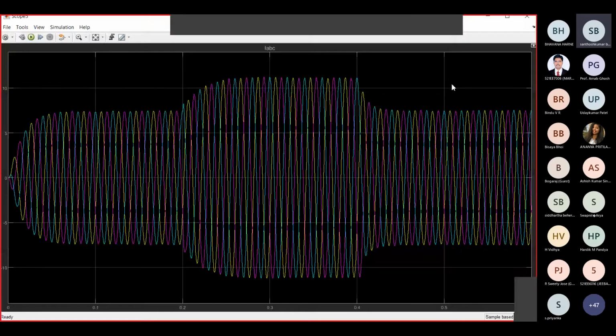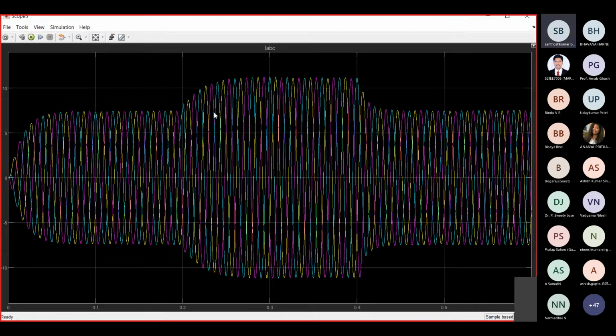Now I'm showing the current IABC. At 0.2 seconds the current is increasing, and it reaches the steady value in less time. At 0.4 seconds I remove the load, so the current immediately reduces. From this simulation, we can understand a single inverter in grid-following mode with load disturbance, and how we can get the desired value by using this DQ control.